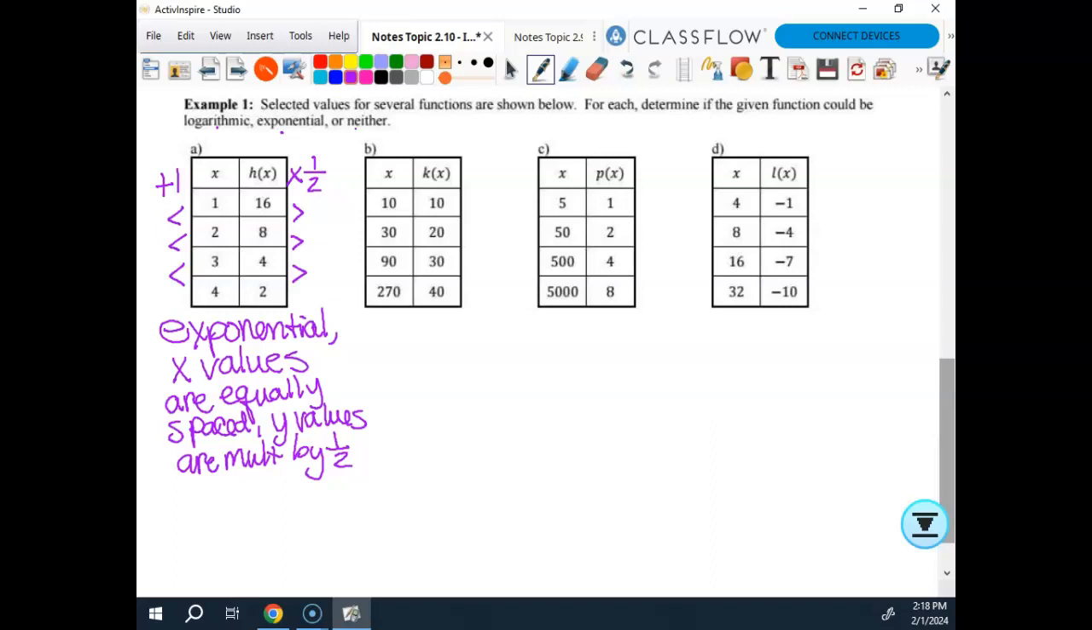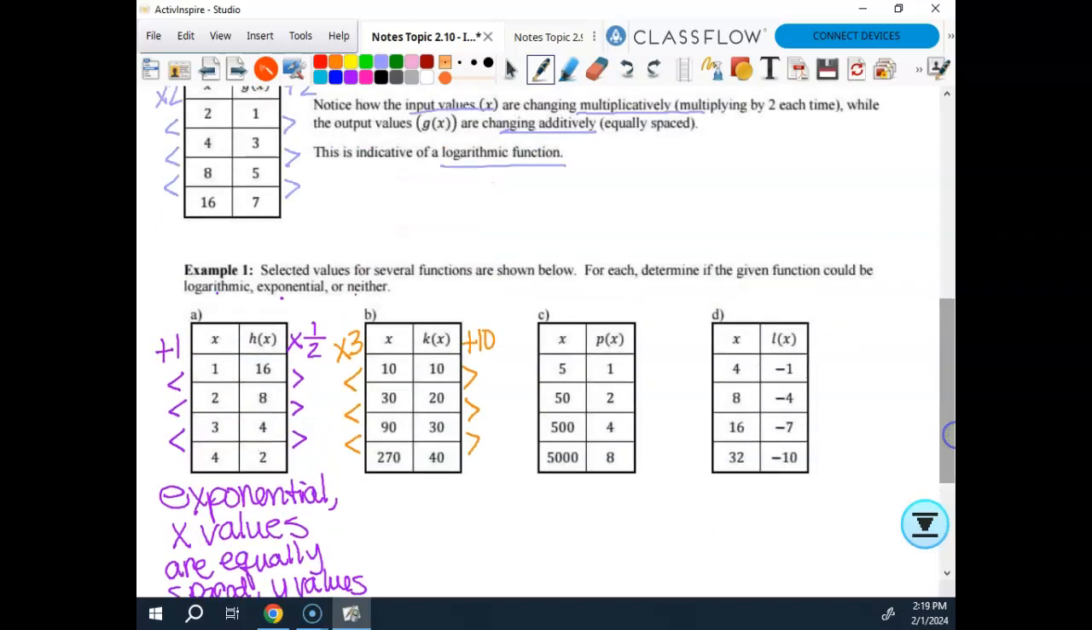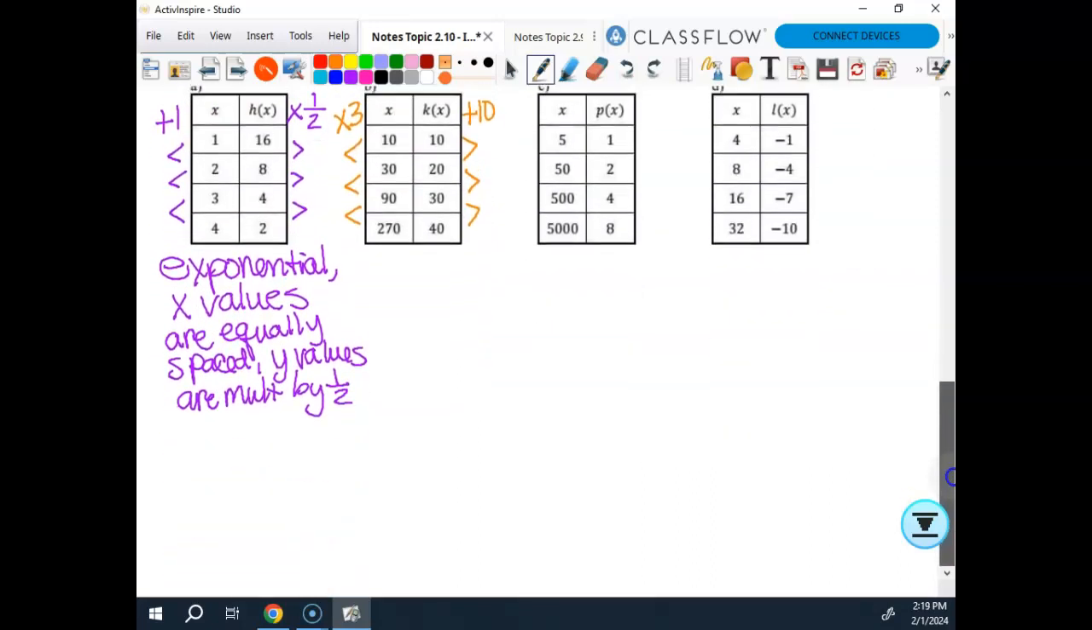All right. So let's look at B. Are your x values equally spaced? No. Are they being multiplied by the same number? Yes. So they're being multiplied by 3. Are your y values equally spaced? Yes. We are adding 10 each time. So exponential, logarithmic, or neither? Logarithmic.